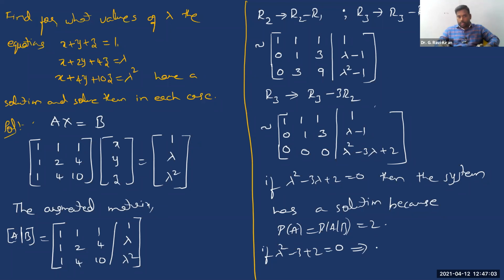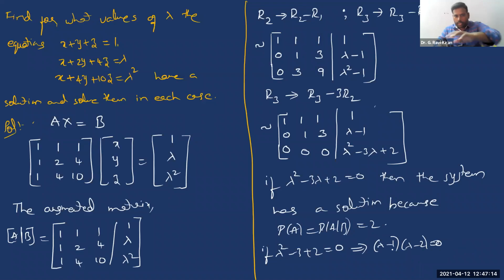We can write it as lambda minus 1 into lambda minus 2. So this implies we can write the values of lambda as lambda is equal to 1 or lambda is equal to 2. Now see, these two are the values of lambda for which the given system of equations has a solution. Now, as it is asked in the question, we need to find the solution in each case.